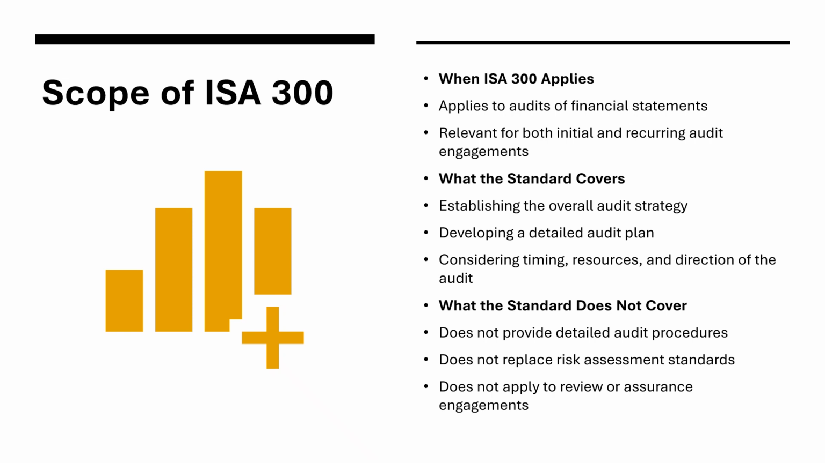ISA 300 covers three main things. First, establishing the overall audit strategy, the big picture approach. Second, developing a detailed audit plan that translates the strategy into specific procedures. And third, considering the timing, direction, and allocation of audit resources. However, it is also important to know what ISA 300 does not cover. It does not provide detailed audit procedures, it does not replace risk assessment standards, and it does not apply to review or other assurance engagements.